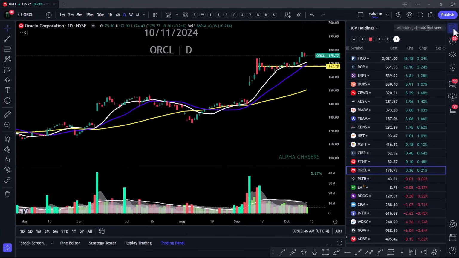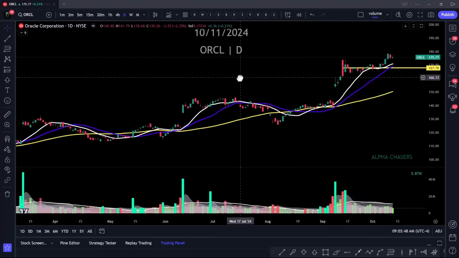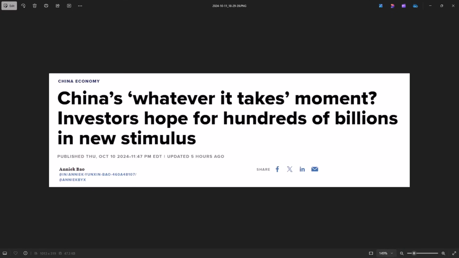And we have other drivers in the market as well. I mean, we can see what's going on with China. That is a clear driver. And we're seeing that pretty clearly here. China's whatever it takes moment. Do they do what they need to do? You see this Thursday night.